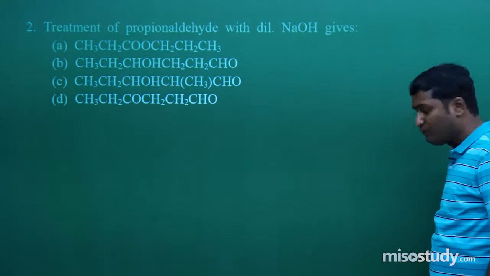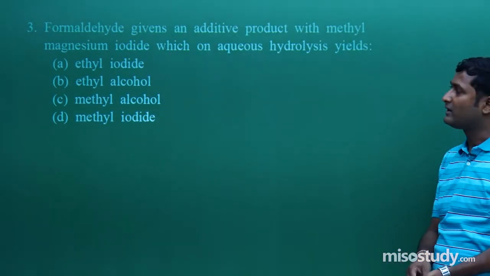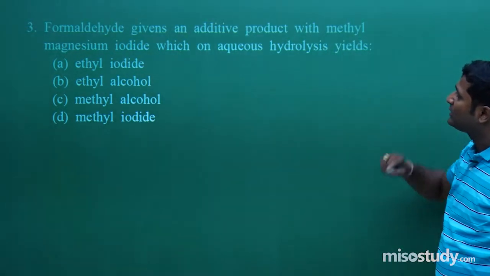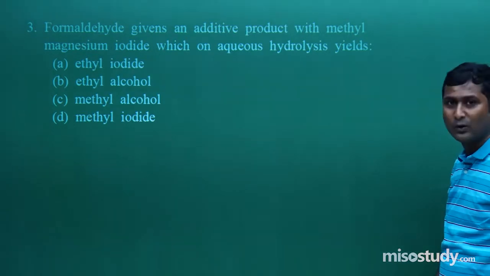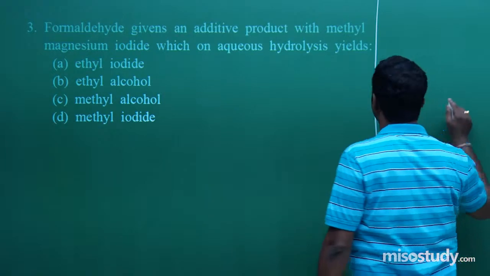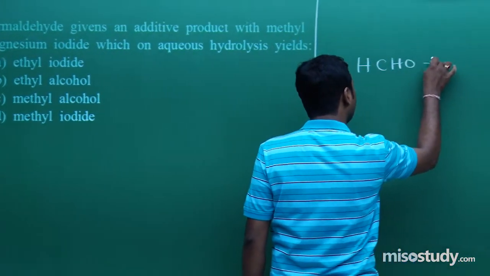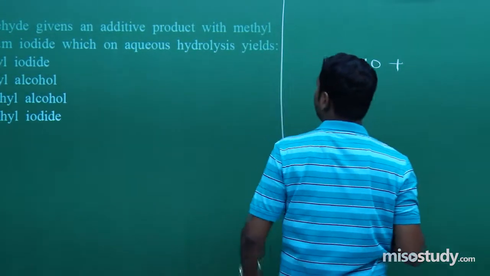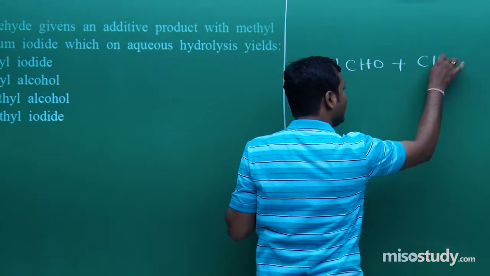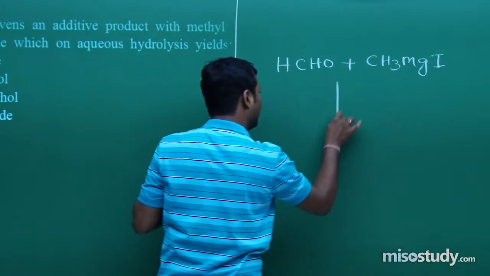Now let's move to the next question, question number 3. What is given here? Formaldehyde gives an additive product with methyl magnesium iodide. Read the question carefully. Formaldehyde, that is HCHO, on reaction gives an additive product with methyl magnesium iodide, CH3MgI. Write down the product.